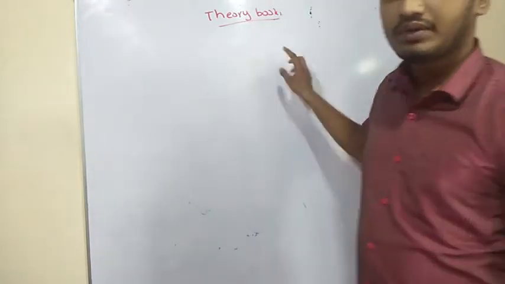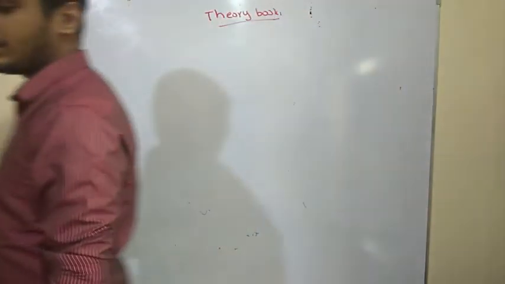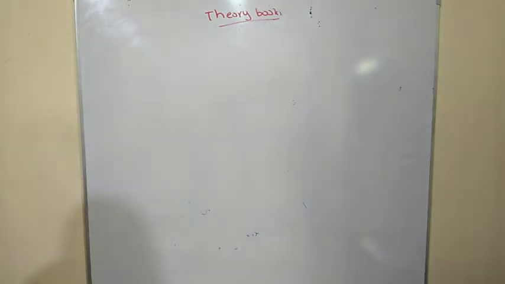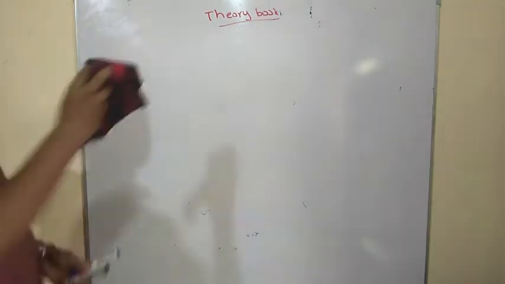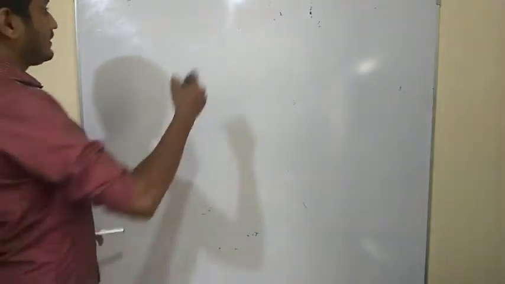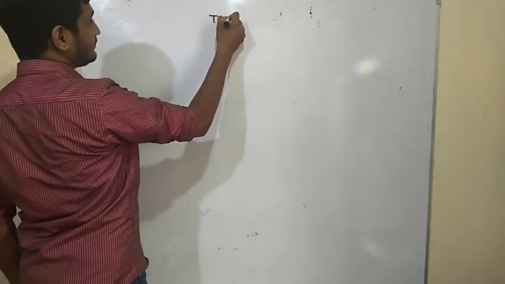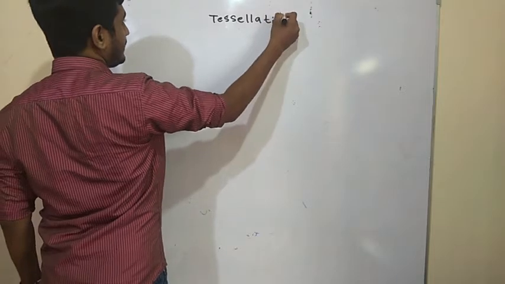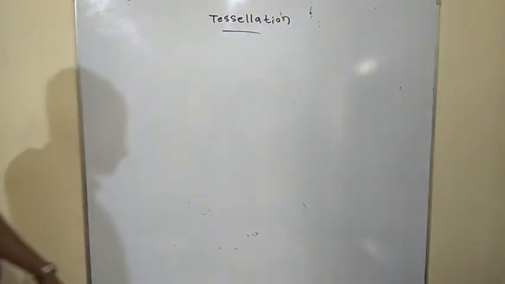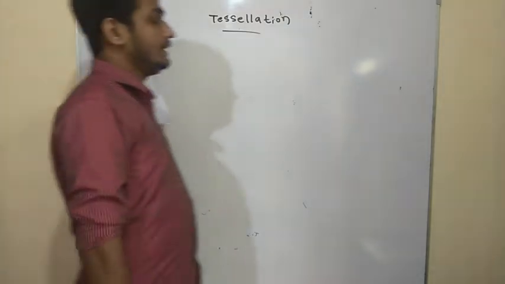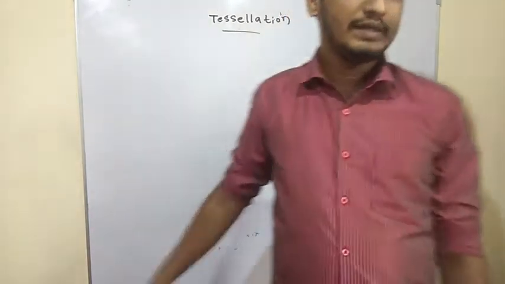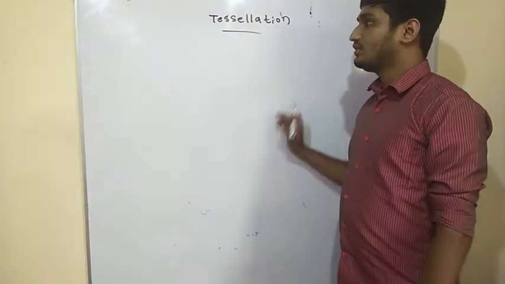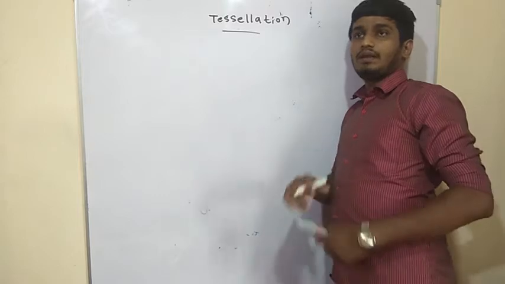Now take out the theory book and write the topic tessellation. The new topic is tessellation. Write the topic tessellation. I told you last week also, now we have to do some remaining parts.